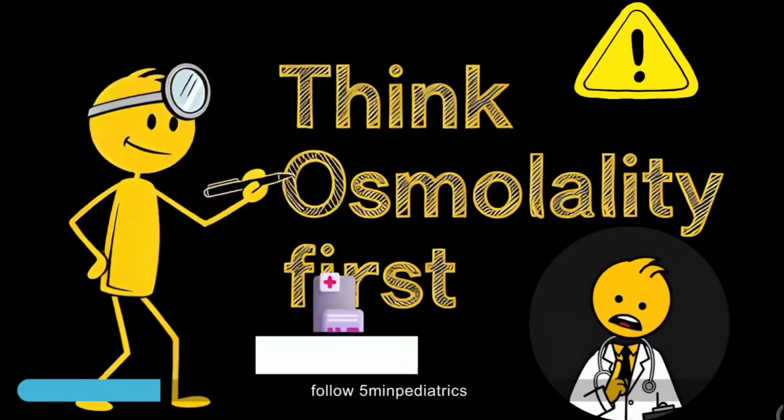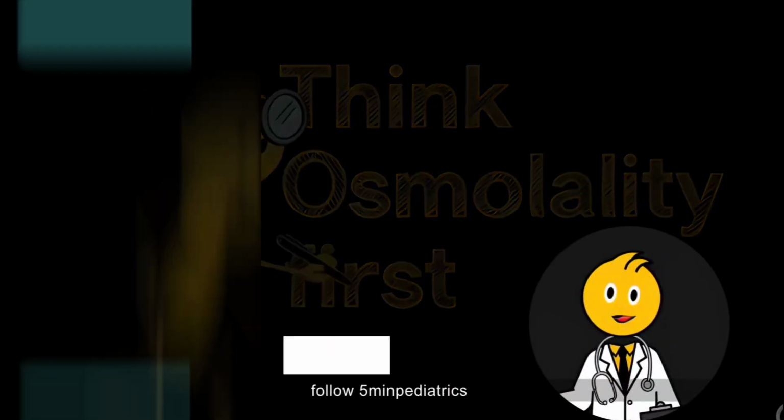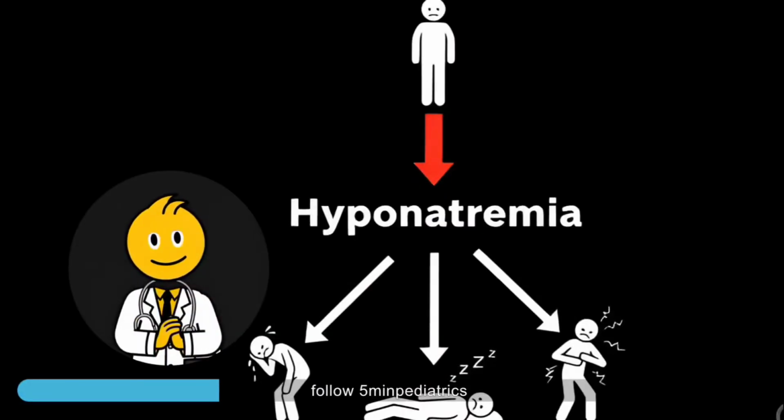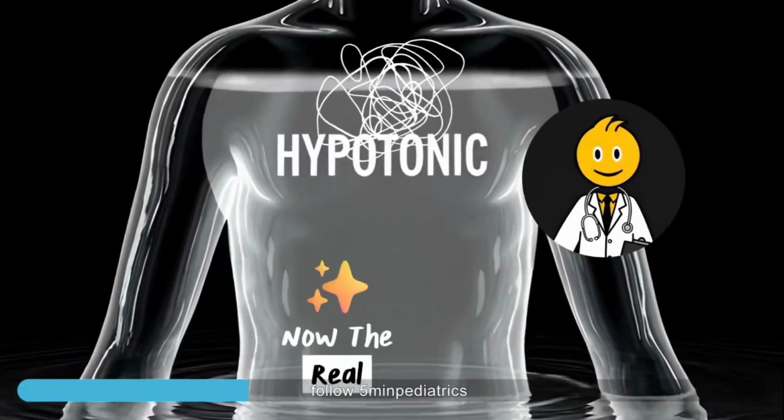First rule, never jump to treatment. Always ask one question. What is the plasma osmolality? If osmolality is normal or high, this is not true hyponatremia. Think pseudohyponatremia or hyperglycemia. If osmolality is low, you are dealing with true hypotonic hyponatremia. Now the real game begins.